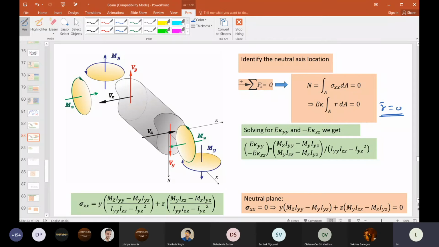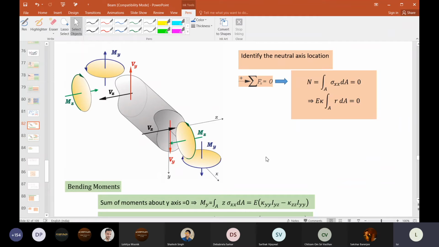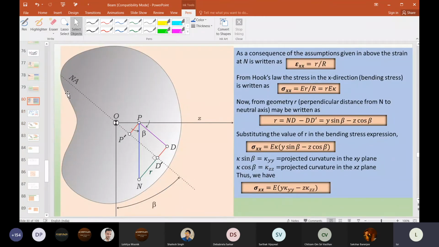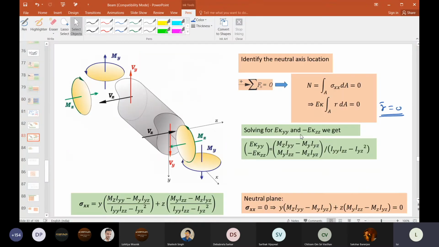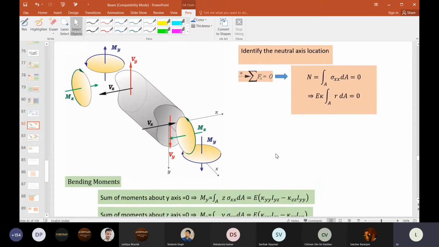Why is that? Because at the neutral plane, I should not have any sigma xx, isn't it? The neutral plane is the plane where I should not have either stretching or compression. That means sigma xx should be absent. So for sigma xx to be absent, r bar is 0. So naturally my neutral axis passes through the CG. What I have chosen is perfectly all right actually.